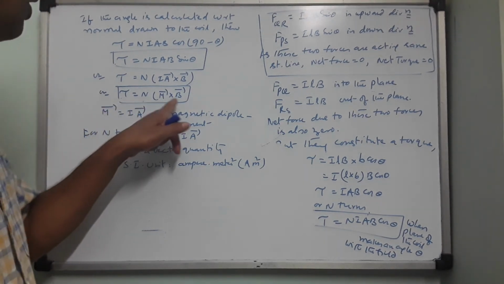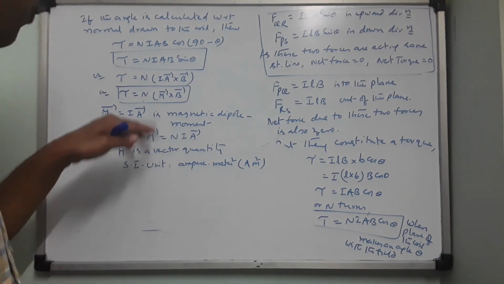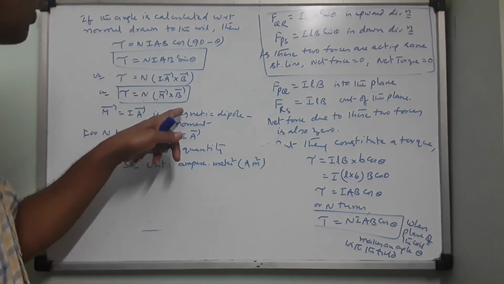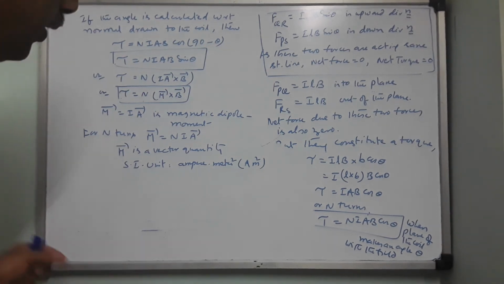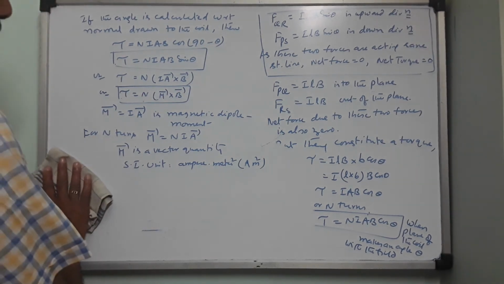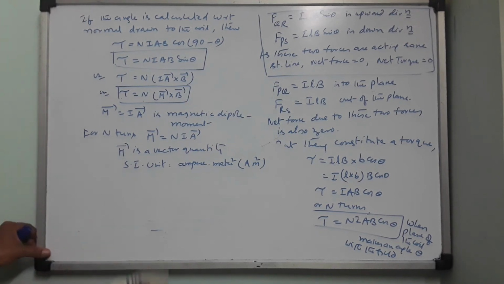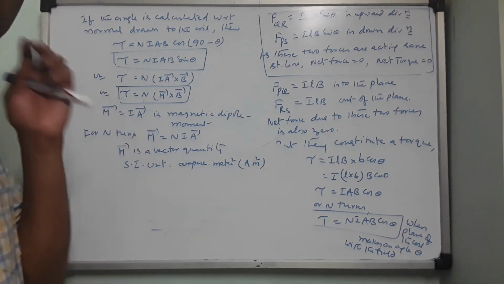Sometimes it is asked to show that the torque acting on a coil is tau equals M cross B. If it has only a single turn, it will be M cross B. If it has n number of turns, it will be multiplied by n.